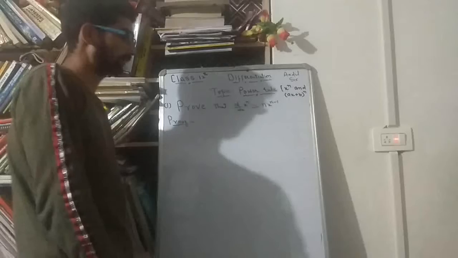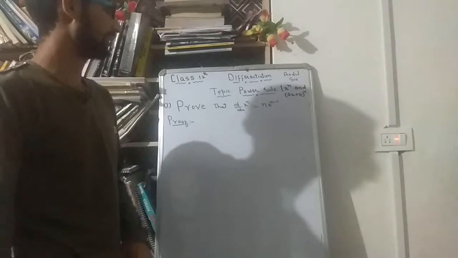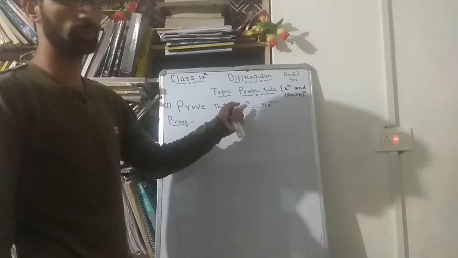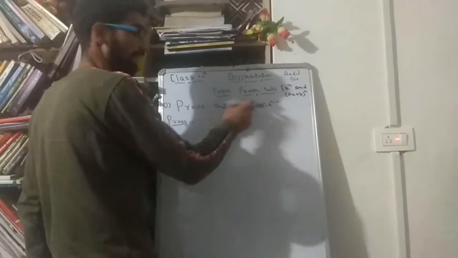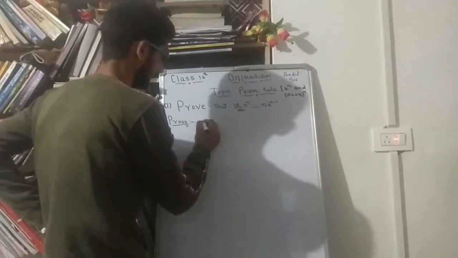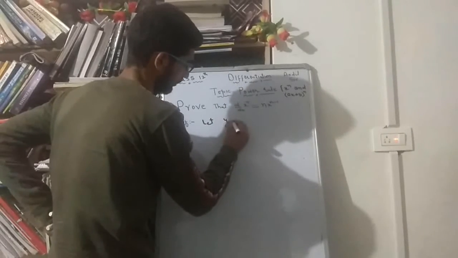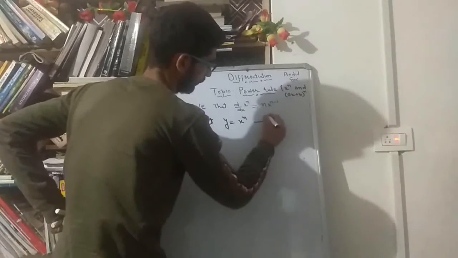The first step in the ab initio method is to take the function whose derivative we have to find equal to y. So we take x^n as equal to y. So let y equal x^n. This is our first equation.